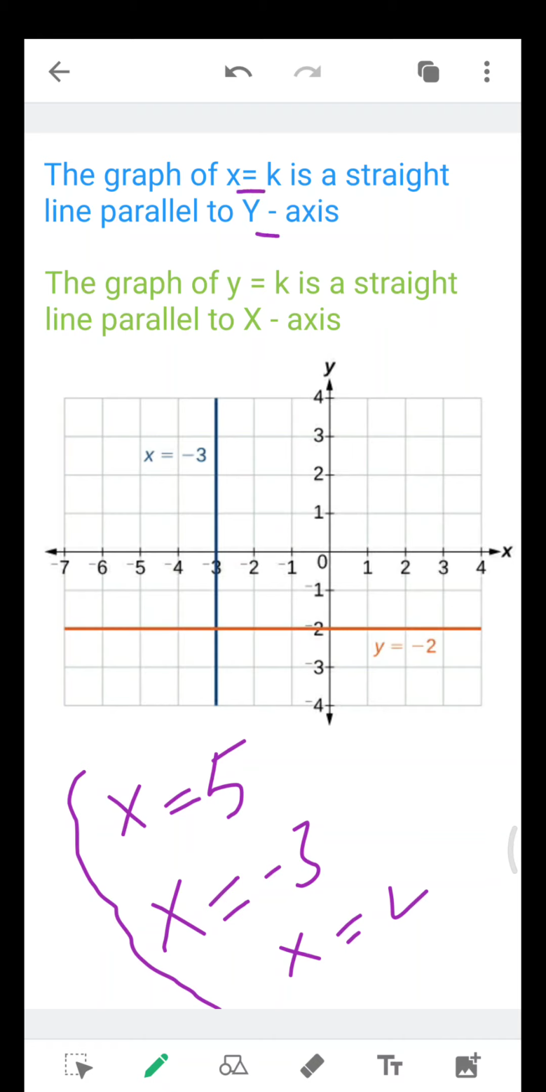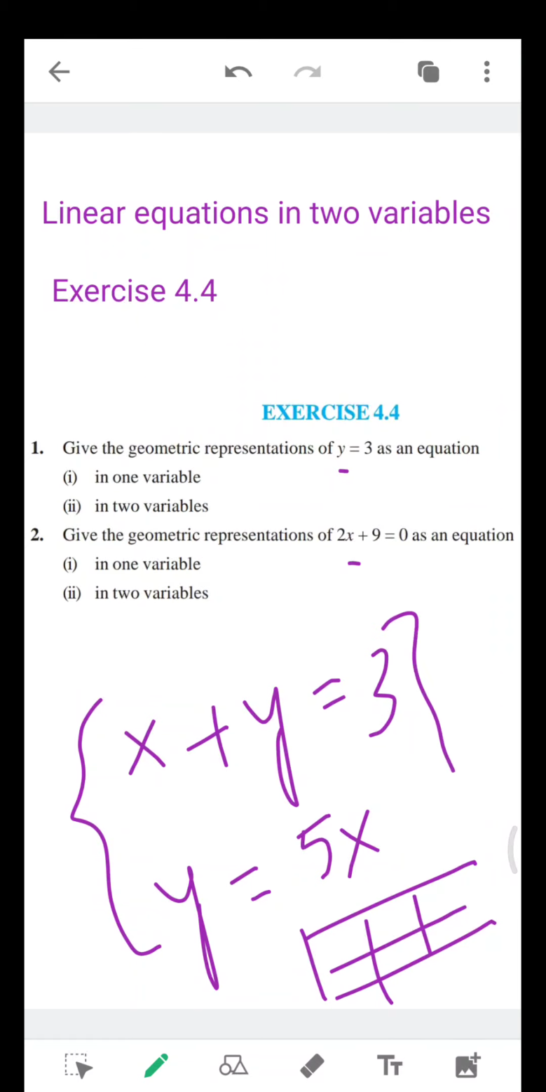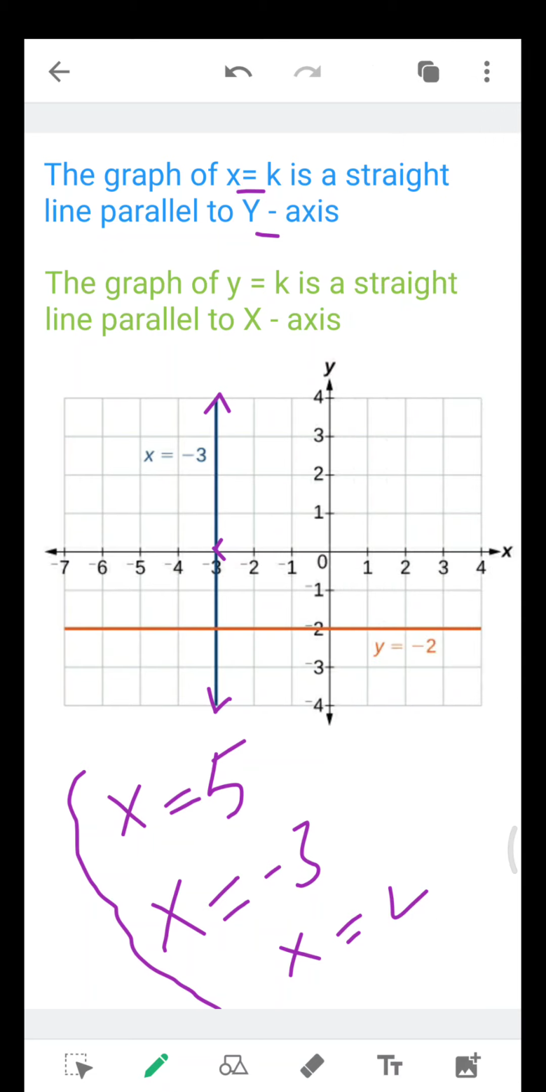You can see the graph here, where x equals minus 3 is the graph we are drawing. x equals minus 3 is here on the negative axis. From there I'll draw a line parallel to the y-axis. This is the graph of this line, that's all. We should not find any solutions, no need to find any solution like we used to do for this type of equations. We don't require solutions when it is in one variable.